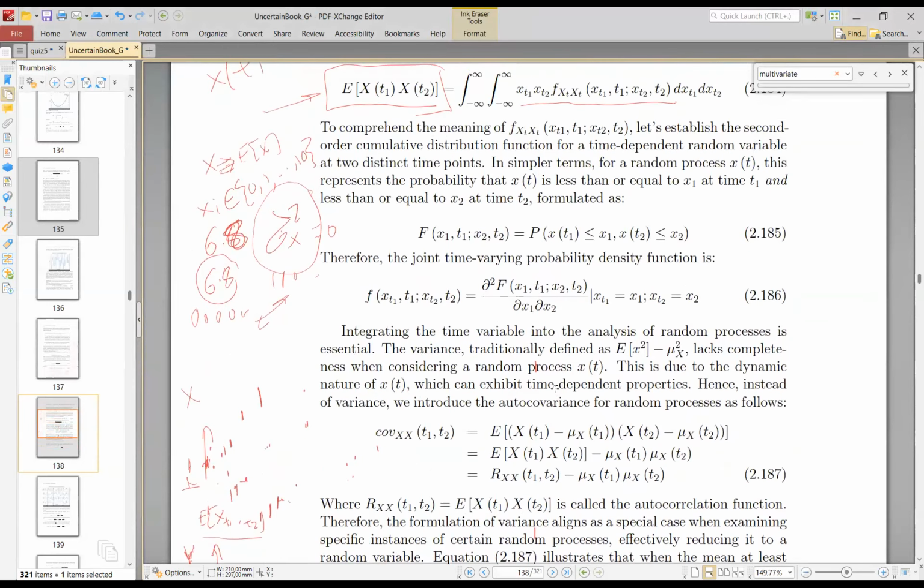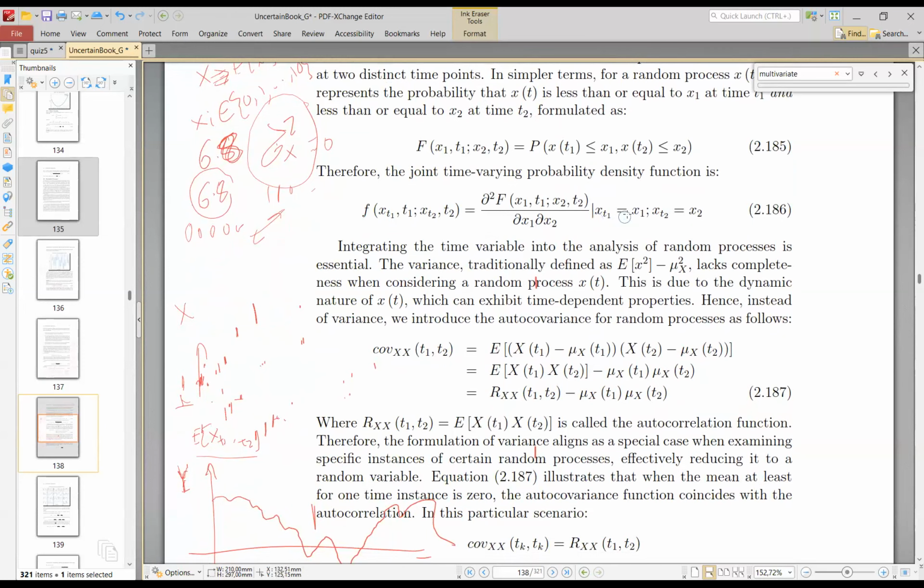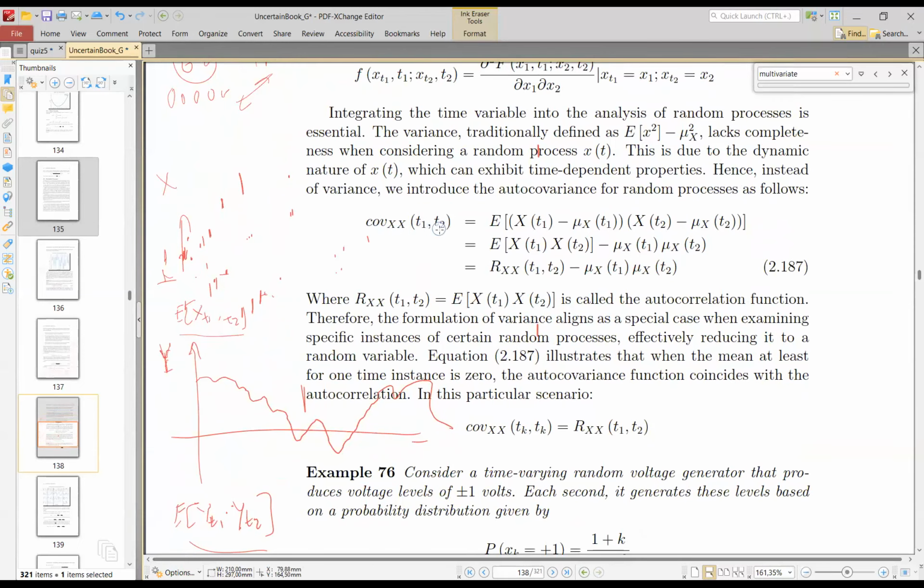We can see, for example, how to find the cumulative distribution function between these two joint processes. You need to take the time into consideration, as we said. It will be the probability that x at t1 is less than or equal to x1 and x at t2 is less than or equal to x2. Then we can find the joint density of this process by double differentiation of this CDF.